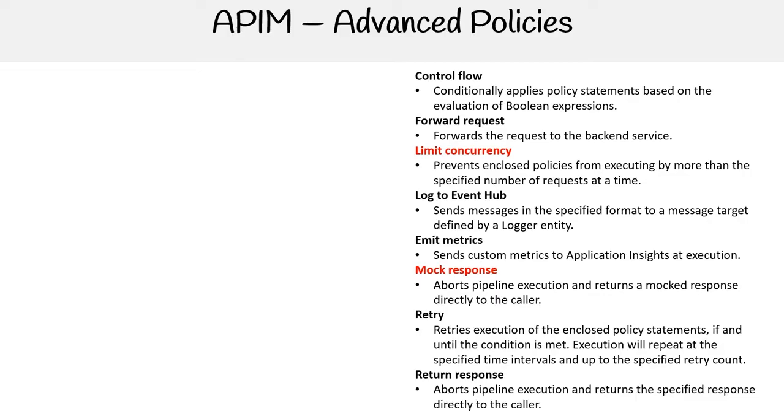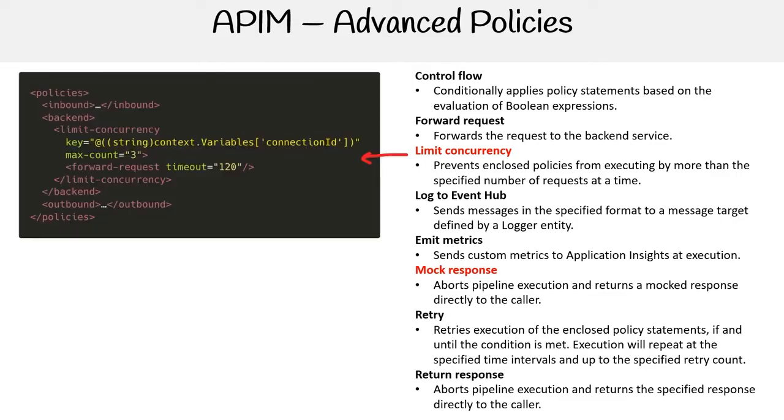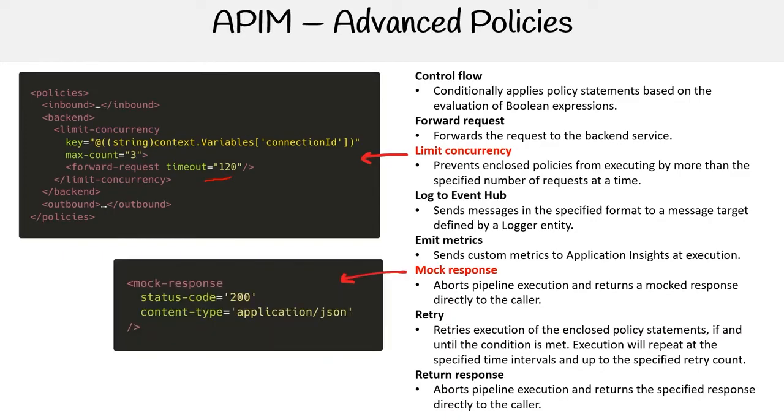Let's take a look at limit concurrency. That seems like a good one to have. So here we have an inbound, and then we define our backend. We set our limit concurrency. It's setting the forward request to a timeout of 120. So prevent enclosed policies from executing by more than the specified number of requests at a time. We have mock response. That one would be very, very useful. Like you just don't want to have a real response. You just want to put whatever you want in there. So it gives back a status 200 for application JSON.